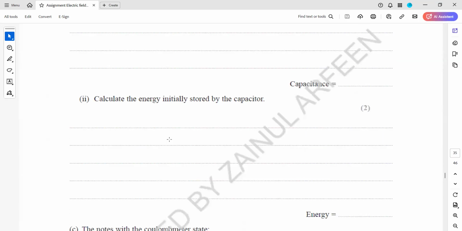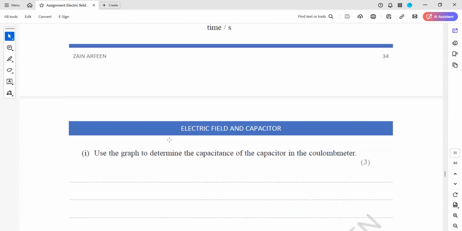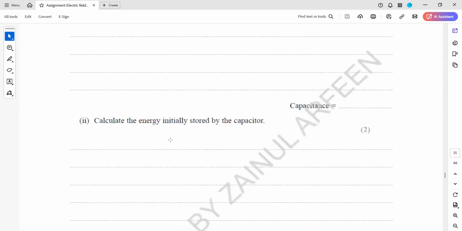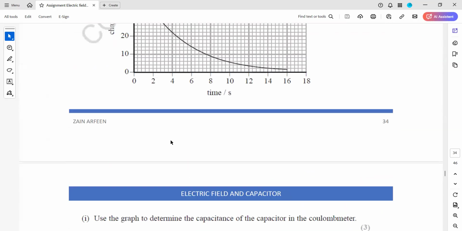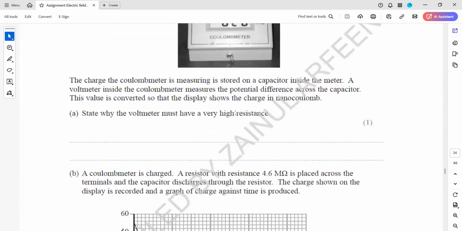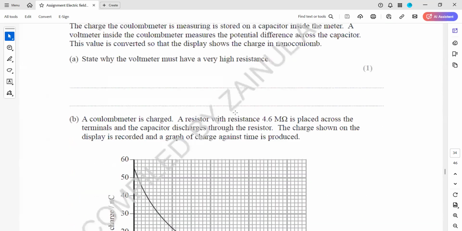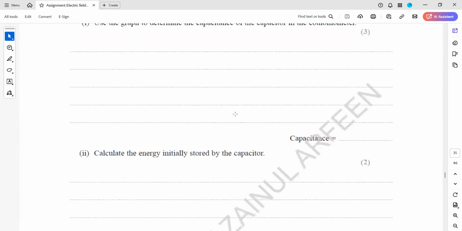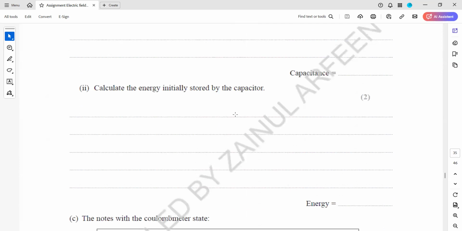Calculate the energy stored by the capacitor. So how can we work out the energy stored? We know the capacitance, and the potential is not given. To find the energy stored in a capacitor, three formulas are there. The energy stored is half QV, and Q equals CV. Because we don't know the voltage, V equals Q divided by C.